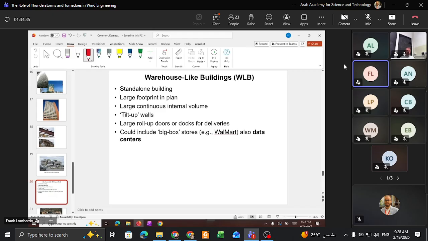Tilt up walls, which I mentioned, I'm pretty sure I have a picture of that. They also have these large roll up doors or docks for delivery. You might have seen truck docks on these structures where a tractor trailer can back into the dock and deliver the goods. It can also include, at least in the US, big box stores like Walmart, which are giant warehouse-like stores, but also data centers, which are becoming more and more important now, and typically have this type of construction.